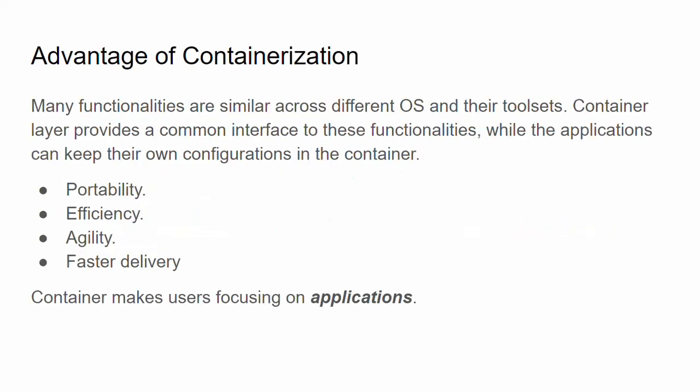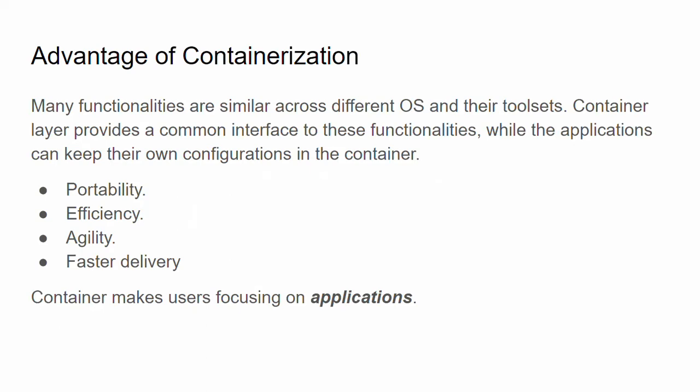This may be a little bit confusing without looking at the chart, but before we deep dive, what does that mean? That means many functionalities are similar across different OSes and their tool sets, right? The container layer is one layer on top of the operating system. It provides a common interface to those functionalities. As long as you have a container layer, it can run on top of most of the operating systems, and you can submit the same request to the container. That container layer will convert your request to the proper command of the operating system it is running on, while the applications can keep their own configurations in the container.